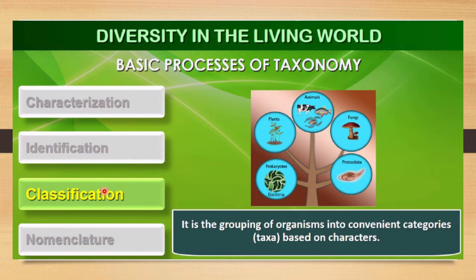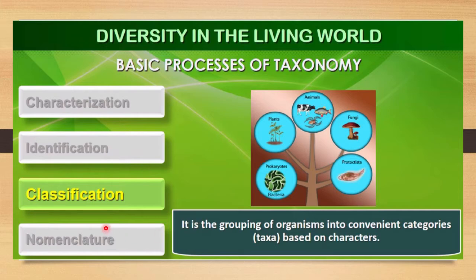So what is classification? Classification is a very general thing. We do it at home also. We can classify the kitchen parts, then the living room, the bedroom, and so on. It is very common; we do it in daily life. If you visit any mall, you can also observe some type of classification there. It is the grouping of organisms with the same characteristics into convenient categories, and these convenient categories in this field are called taxa. It is totally based on characters, so classification is only done after the characterization and identification process.